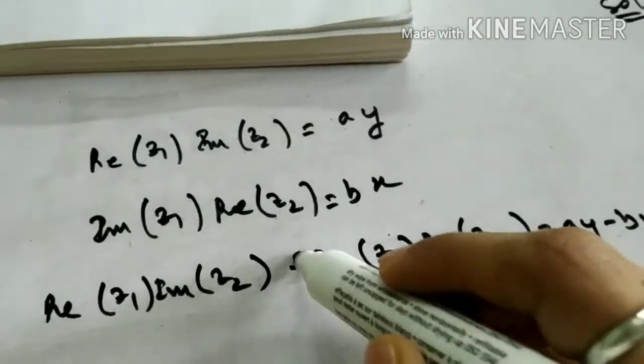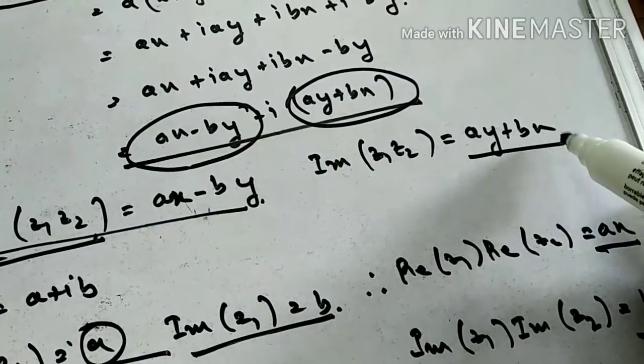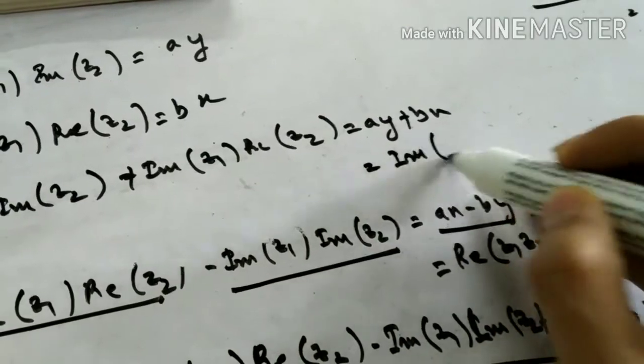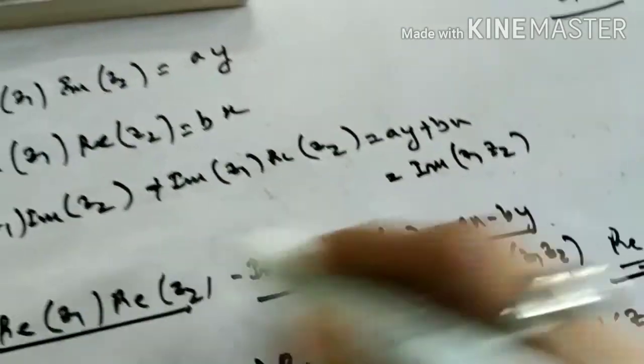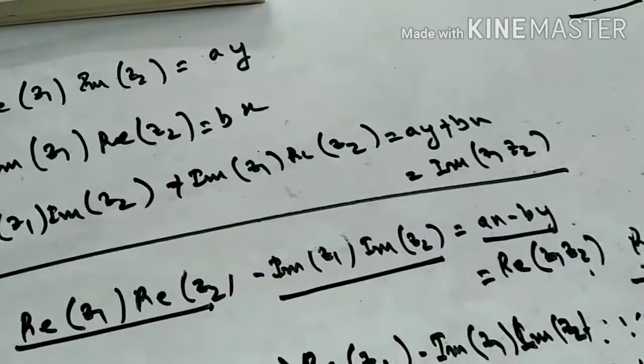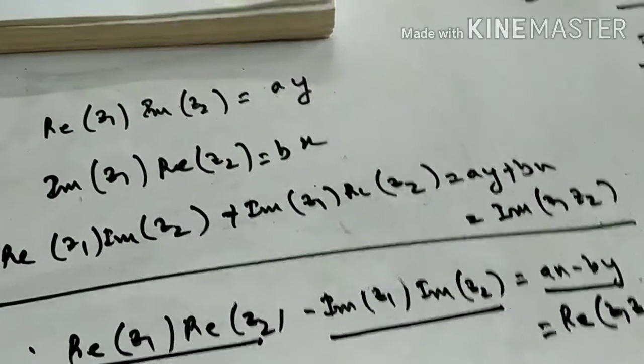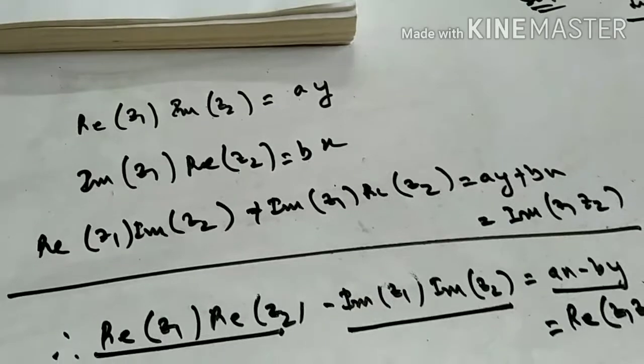Sorry, this is plus, since it is AY plus BX, so I will do plus. AY plus BX is what? It is Im(Z1 Z2). So therefore I can say that Im(Z1 Z2) is equal to Re Z1 Im Z2 plus Im Z1 Re Z2. Understand?